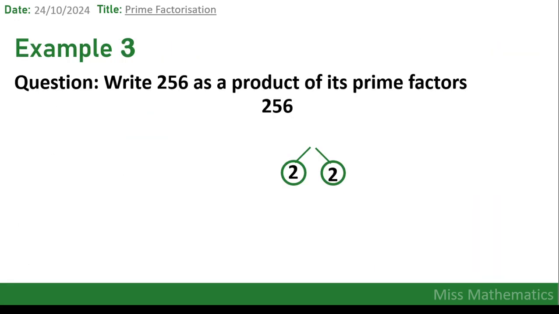Let's try a slightly harder example now. Write 256 as a product of its prime factors. So 256 can be made by 64 times 4. And 4 can be further simplified to 2 times 2. So here we already have 2 of the prime factors. But 64 is definitely not prime. So we can split that up a bit more into 4 and 16. 4 can be split into 2 and 2, and these are both prime factors.